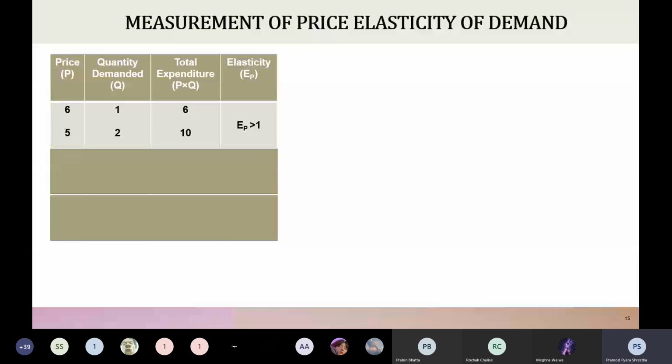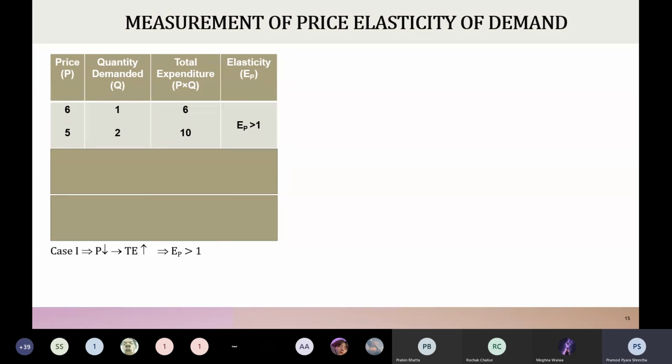Look at the table here. Initial price is 6 rupees and quantity demanded is 1 unit. So the total expenditure made by the consumer is 6 rupees, and when price falls to 5 rupees, then quantity demanded increases to 2 units. So total expenditure is 10 rupees. So with the fall in price, there has been an increase in total expenditure. Price falls from 6 rupees to 5 rupees, and total expenditure increases from 6 rupees to 10 rupees. So here you can clearly see the inverse relationship between price and total expenditure.